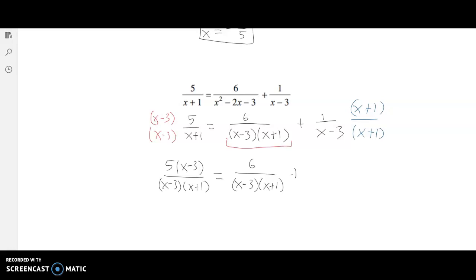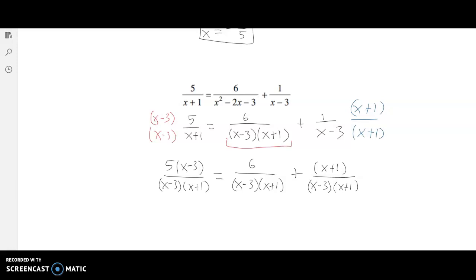And then here, when I multiply 1 by x plus 1, I'm just going to get x plus 1 in the top. And in the bottom, I'm going to get x minus 3 times x plus 1 again. You already know where we're going with this, and you could probably do this in fewer steps, but I wanted to show you how I do it all the way through.